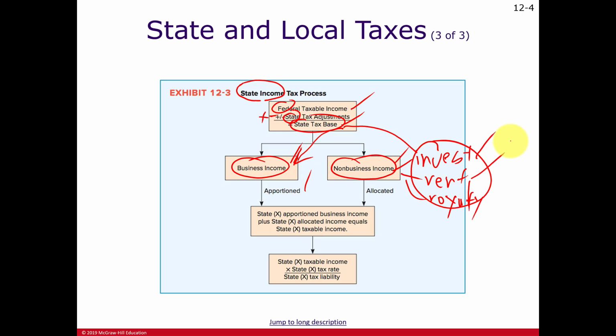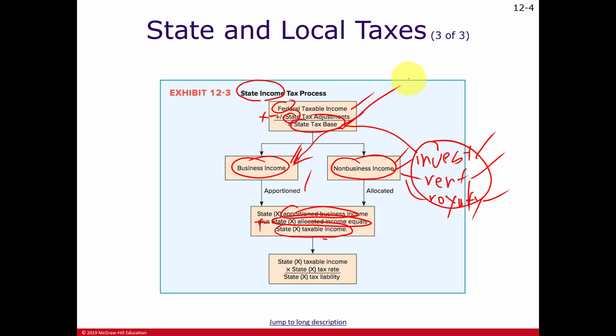Rent income is probably going to be credited to the state that has the property being rented, and royalty income assigned to the state where the underlying, probably intangible, asset is being used. So we then get the apportioned business income and we add the allocated non-business income to get the so-called state taxable income for each state, as compared to the state base where we had adjusted the federal taxable income way out at the top of this formula.